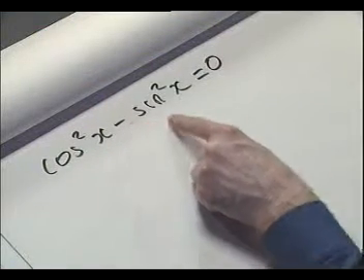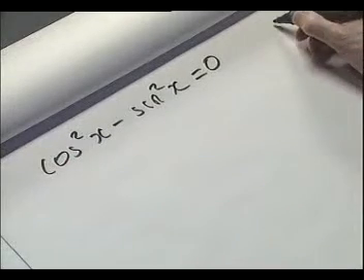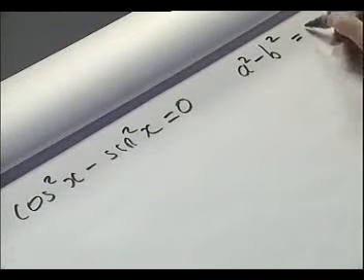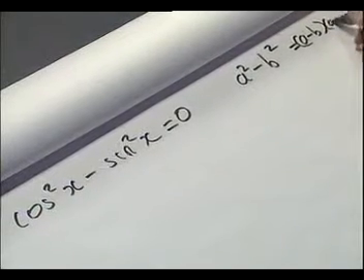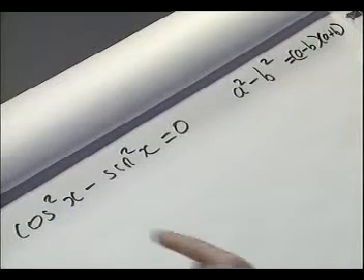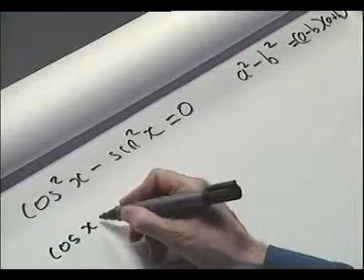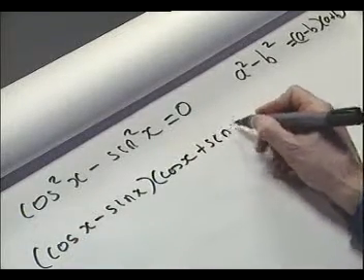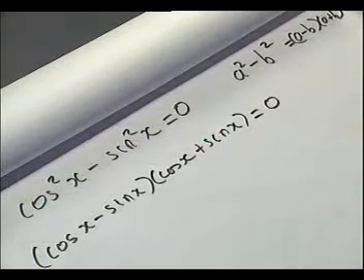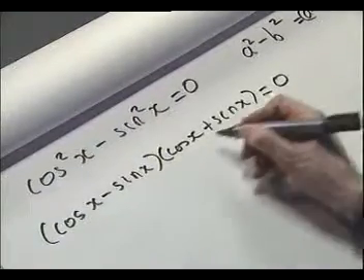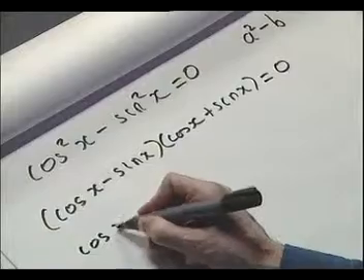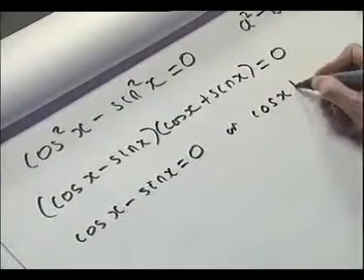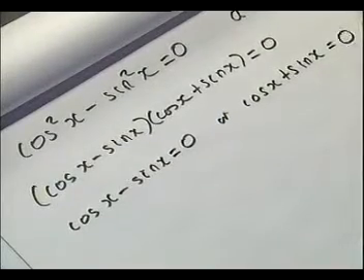This is cos squared minus sine squared. So in algebra terms, it's the difference of two squares. It's a squared minus b squared. And that has a standard factorization of A minus B, A plus B. So this factorises as cos X minus sin X and cos X plus sin X equals 0. So one of these two brackets, one or the other, is equal to 0. So cos X minus sin X equals 0, or cos X plus sin X equals 0.